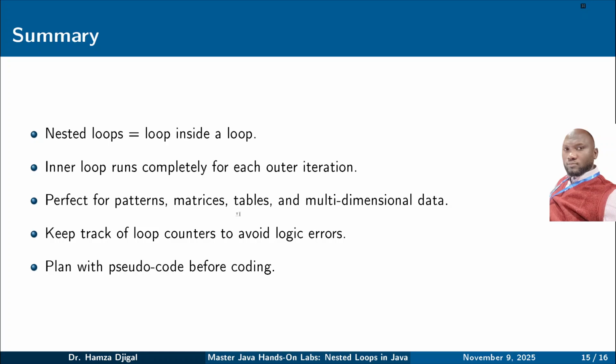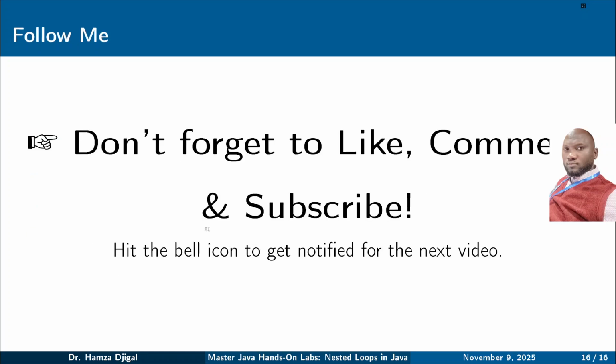So for summary, as you can see, a nested loop in a simple way is a loop inside another loop. It will help to run for each outer iteration. And as I said, we usually use this kind of nested loop when we want to print a matrix or table or multidimensional data. So that is all for today.